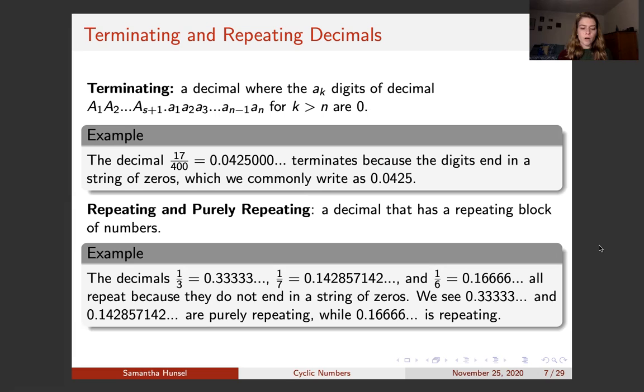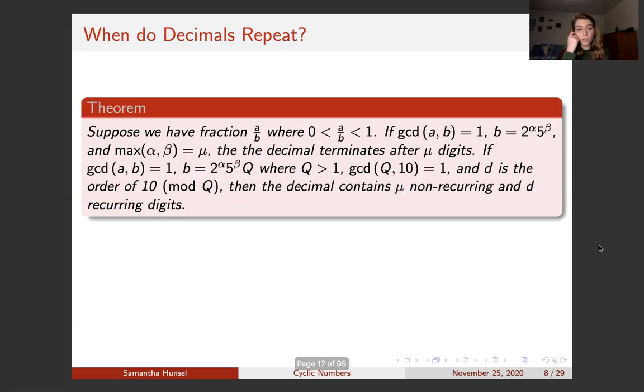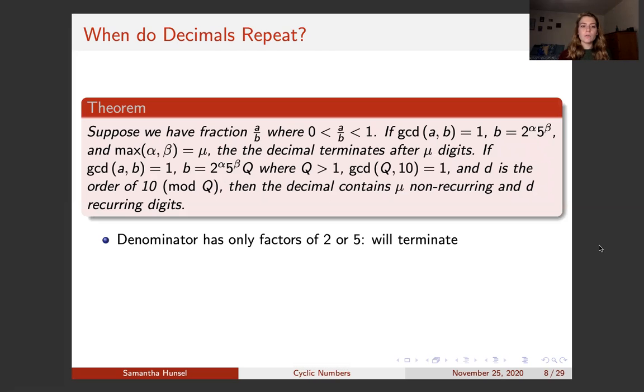Now we kind of wonder, are there conditions for this type of behavior? Yes, there are. In fact, there is a theorem that states these conditions. When we look at a fraction a over b, where a and b are relatively prime, we can say some things about the denominator b and determine when the decimal expansion of the fraction will terminate and when it will repeat. This theorem says that if the denominator has only factors of 2 or 5, it will terminate, and that's expressed in b equals 2 to the alpha, 5 to the beta.